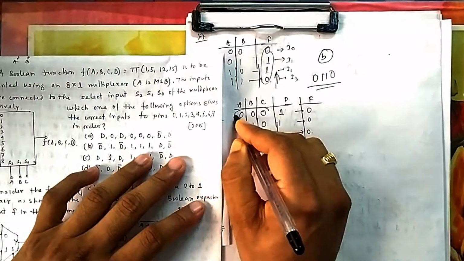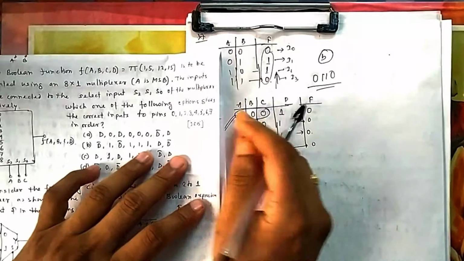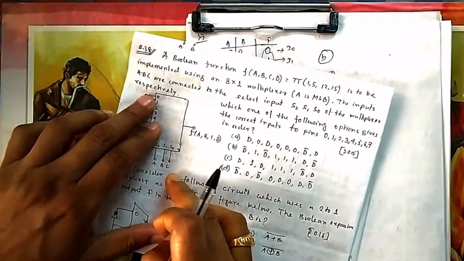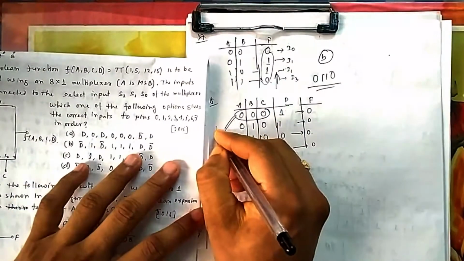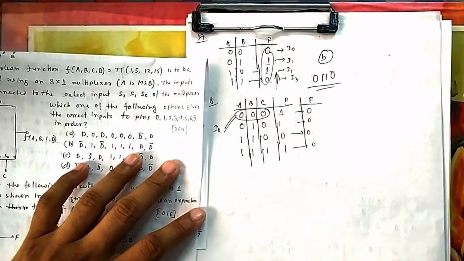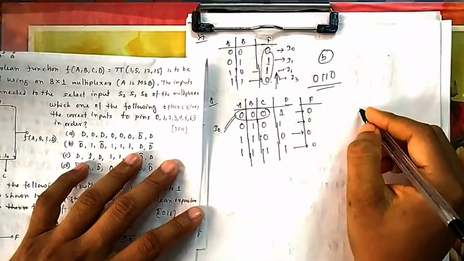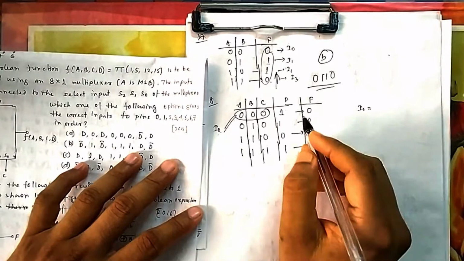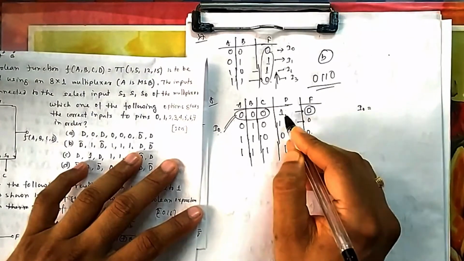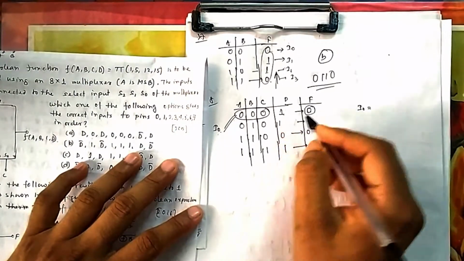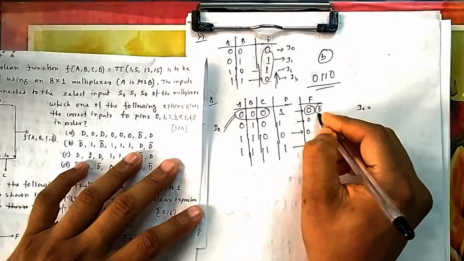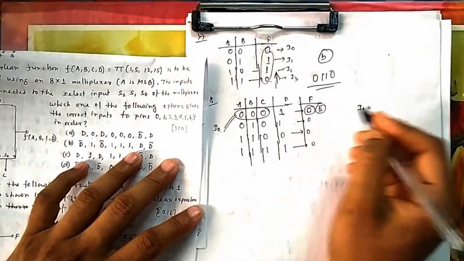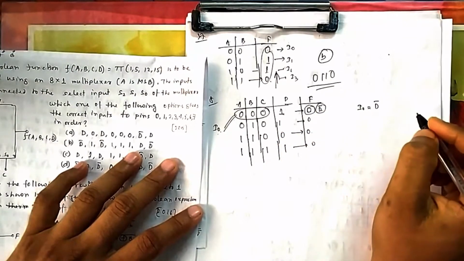So what is this case? If you put ABC as 0 0, then which one will be selected? I0. So if your I0 is selected, then what should be your I0? You write F in terms of D, so it is D bar, because D is 1 here, so the answer should be D bar. So your I0 should be D bar.